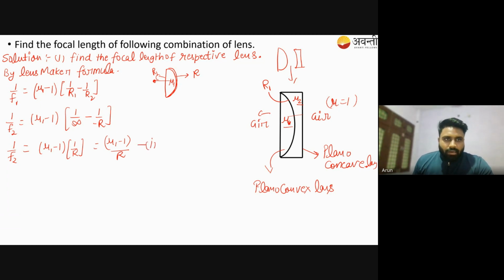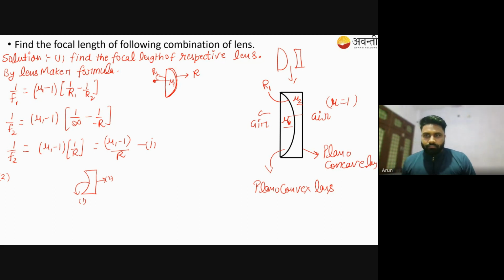Now for the second lens, that is the plano concave lens. This is surface number 2 and this is surface number 1. So what do we have here? If I want to find out the focal length of this, it is f2. By lens maker formula, 1 upon f2 is mu minus 1, 1 upon r1 minus 1 upon r2.